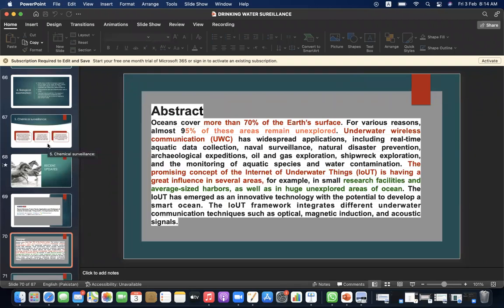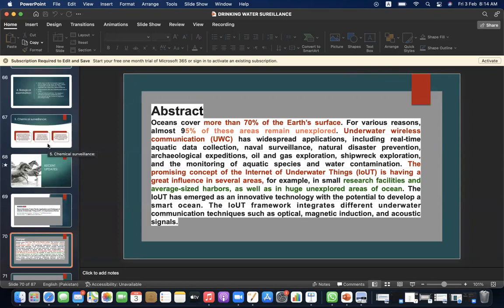Underwater wireless communication has widespread applications, including real-time aquatic data collection, naval surveillance, natural disaster prevention, archaeological expeditions, oil and gas exploration, shipwreck exploration, and the monitoring of aquatic species and water contamination. The promising concept of the Internet of Underwater Things is having a great influence in several areas, for example, in small research facilities and average-sized harbors, as well as in huge unexplored areas of the ocean.